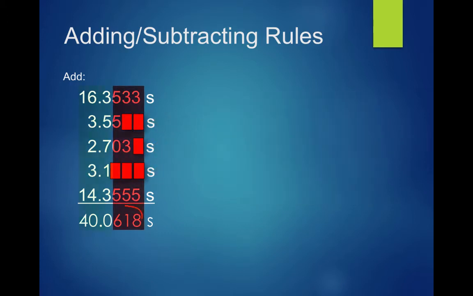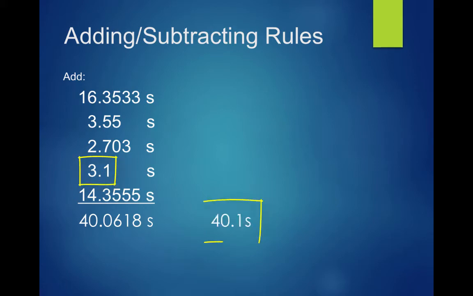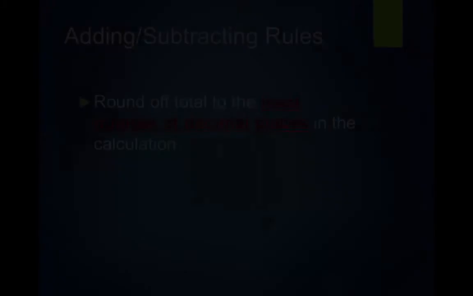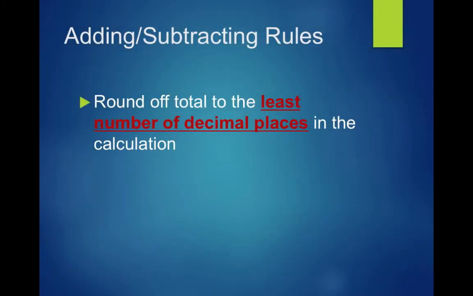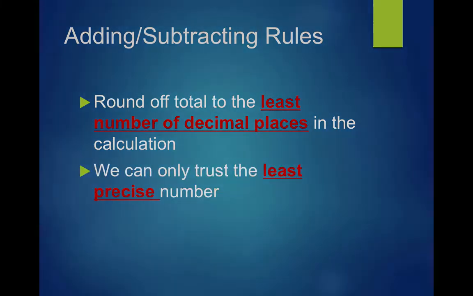This means that we must round to the tenths position, as all the other values smaller than the tenths are uncertain, making them insignificant. We would round this number to 40.1 to match the precision of 3.1. The rule for adding and subtracting sig figs is to round your final answer to the decimal place of the measurement with the least precision. We can only trust the least precise number.